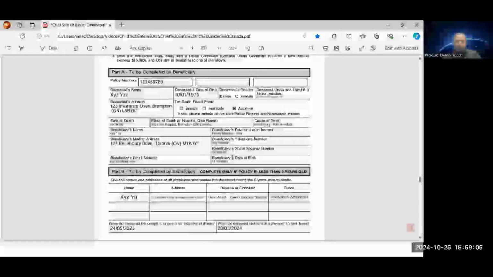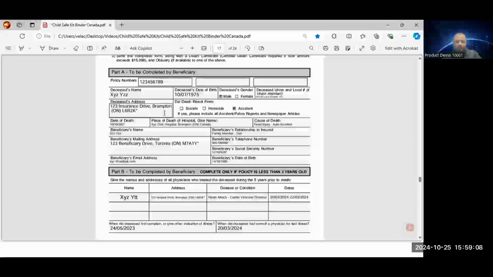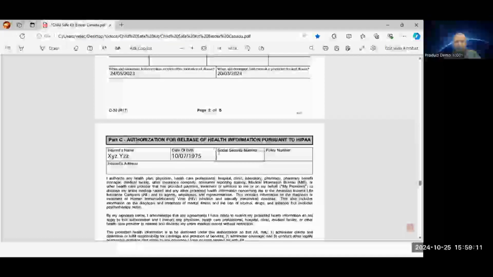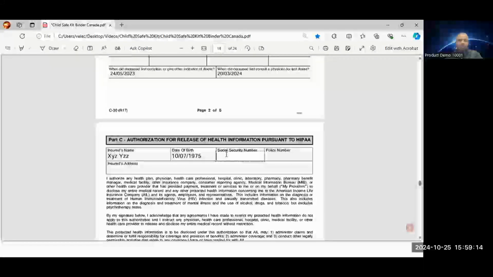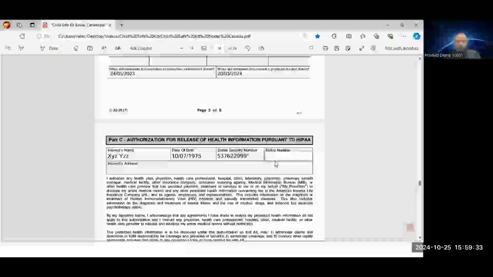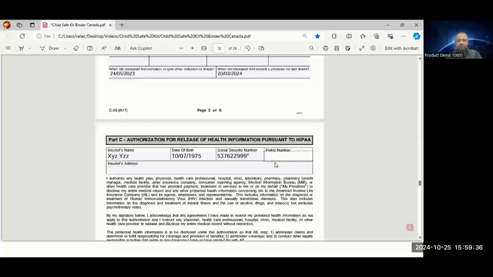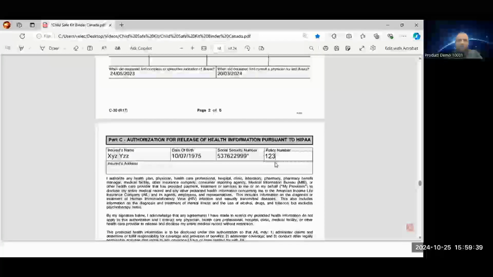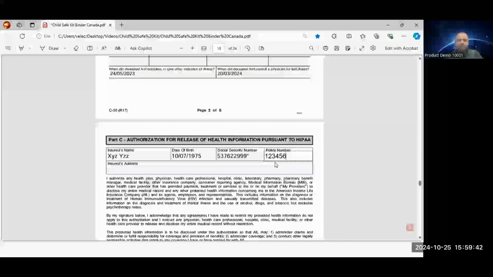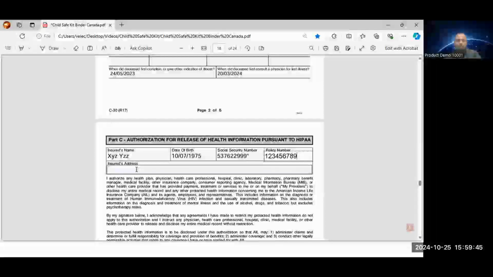Social Security number will be the same number as on your photo ID, just like your date of birth. So let's say the Social Security number is 537 622 99, and whatever the last digit is. Your policy number would be the policy number for this coverage. Let's say this policy number is 123 456 789. The address should match the address on the photo ID of the life insured.